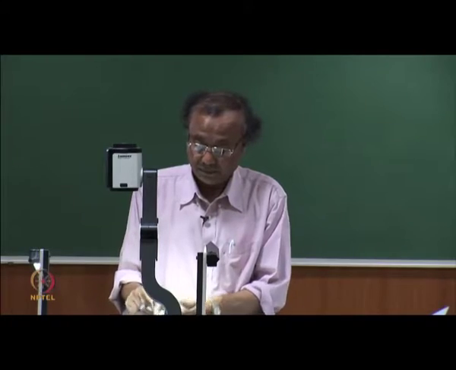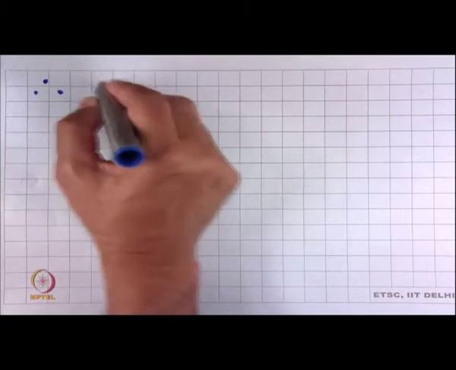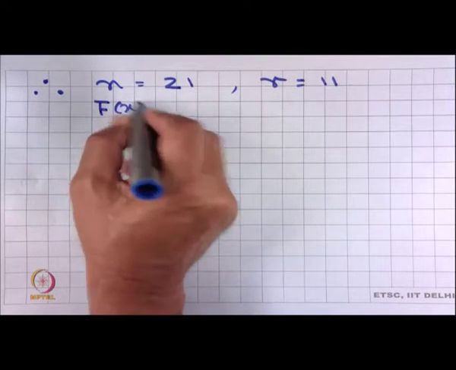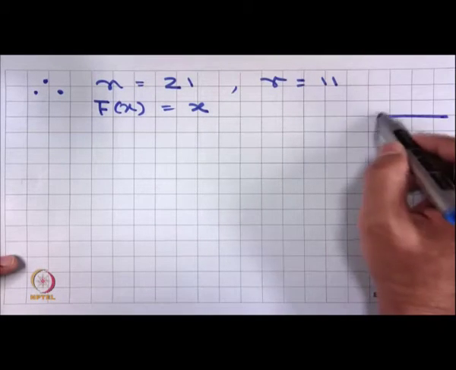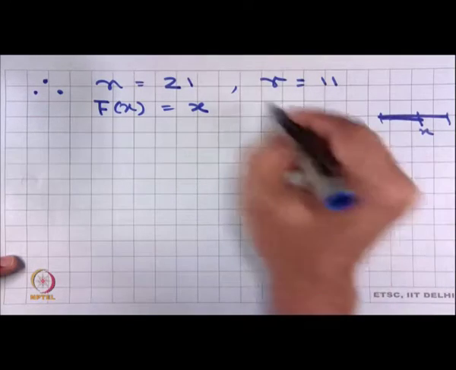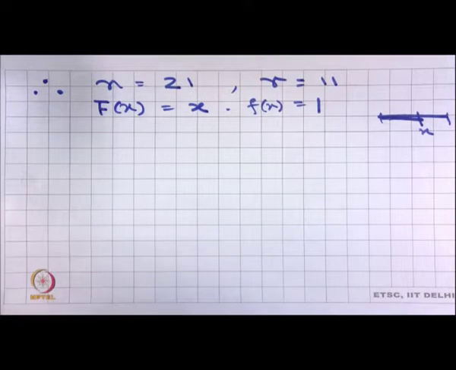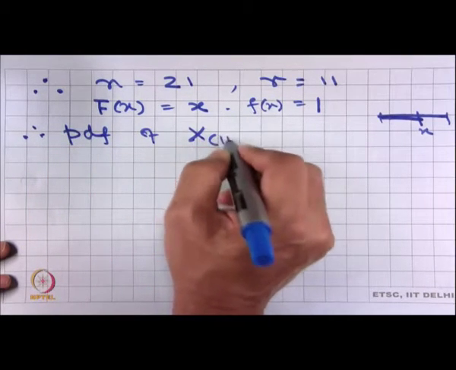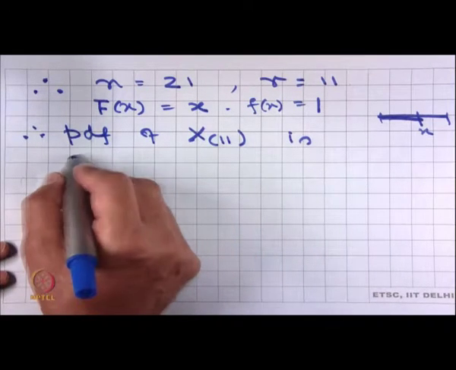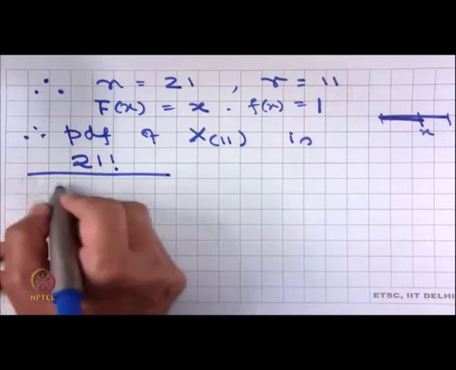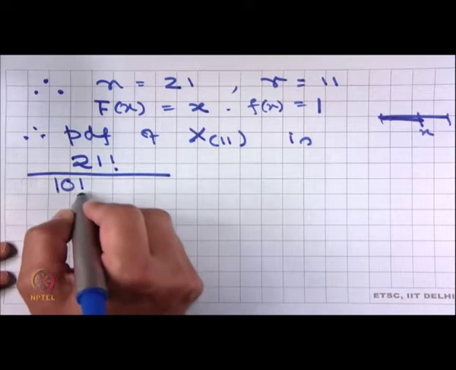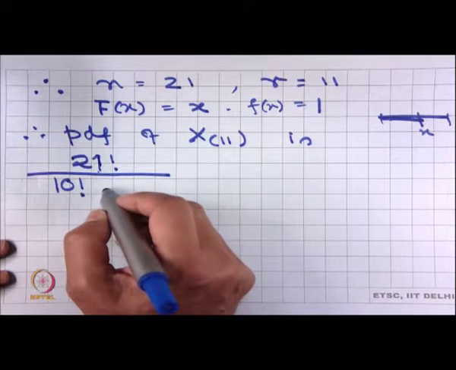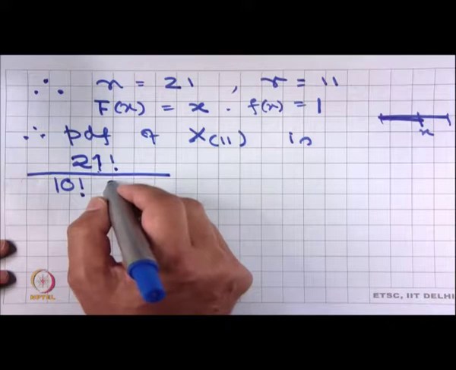Therefore, n is equal to 21, r is equal to 11, F x is equal to x because it is uniform 0, 1. So, probability less than or equal to x is equal to x and f x is equal to 1. Therefore, the PDF of X 11 is factorial 21 over factorial r minus 1, r is equal to 11, so it is 10 factorial, and 21 factorial over factorial n minus r, n is 21, r is 11, therefore it is 10 factorial.